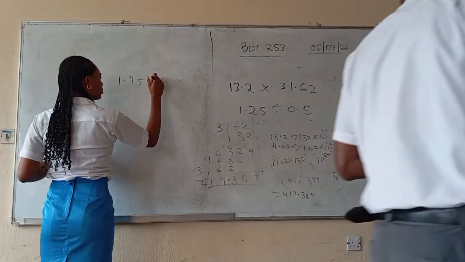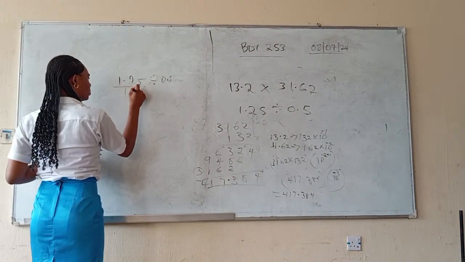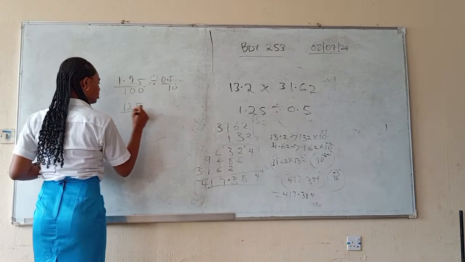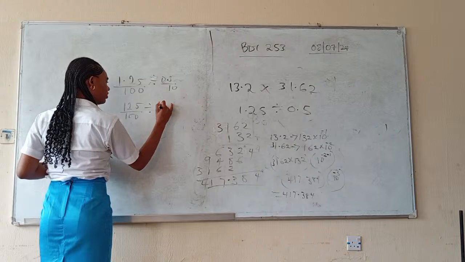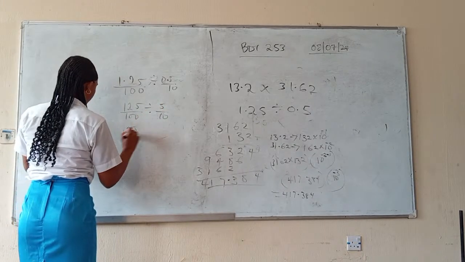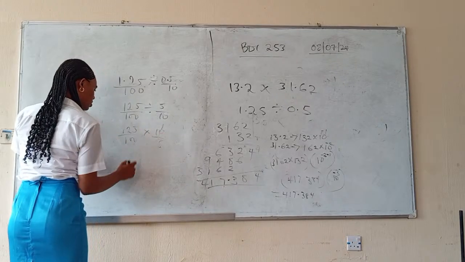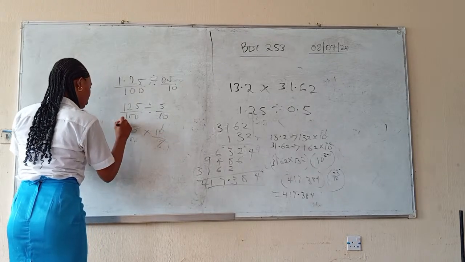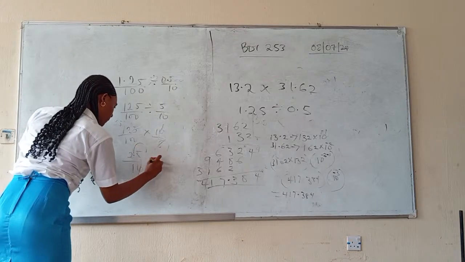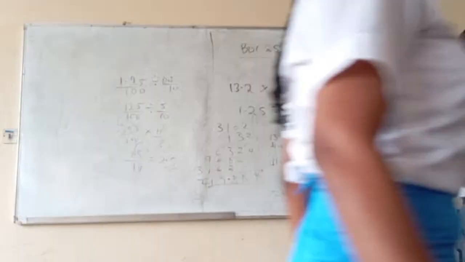1.25 divided by 0.5. Okay. This becomes 125 over 100 divided by 5 over 10. Change this division to multiplication. 125 over 100 times 10 over 5. 0 cancels 0. 5 goes here 1, 5 goes here 25. 25 over 10 gives 2.5.